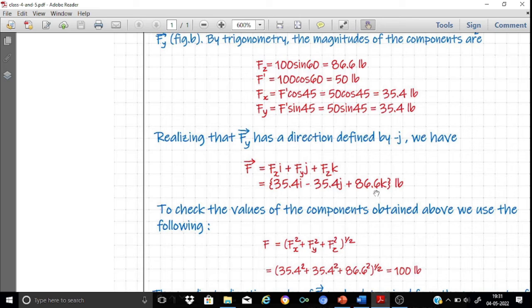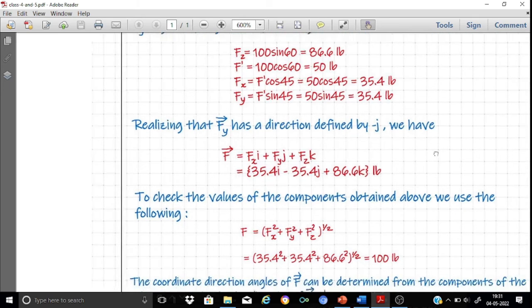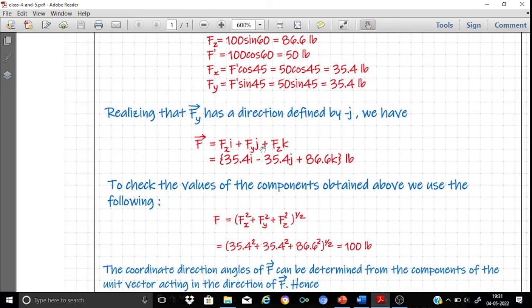When I say Cartesian format, we have to express it in terms of the magnitude of its components along the positive x, y and z axes, namely Fx, Fy and Fz, and also in terms of the corresponding unit vectors i, j, k. Now obviously we need to check whether these components calculated are correct.